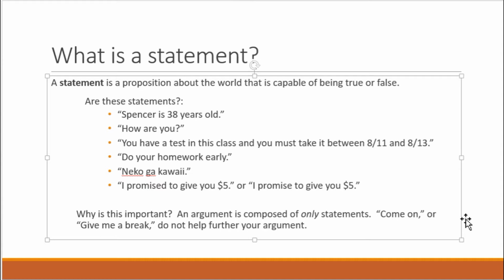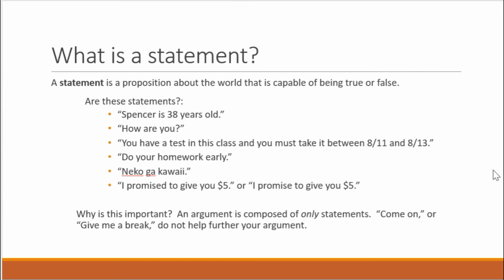So those aren't statements because they're commands. Just like this one here, do your homework early. That's a command. That can't be true or false. Again, if I told you, sit down, you couldn't respond, liar, or you couldn't respond, I see the truth of that. So we use these, though.